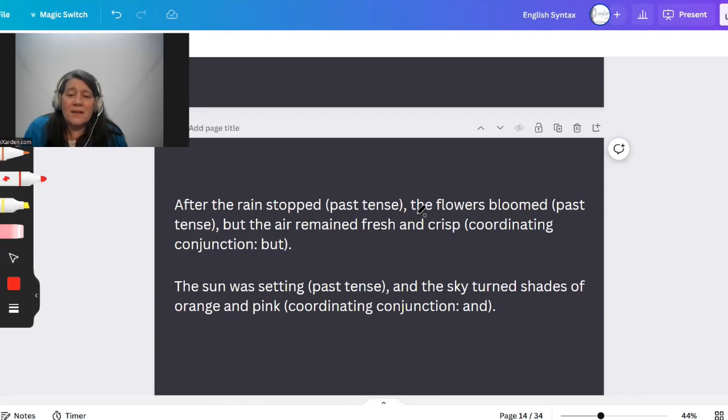The flowers bloomed and the air remained fresh and crisp. Those are our two sentences. We're connecting these sentences with the word but. And after the rain stopped is actually a time phrase. We could have said, the flowers bloomed after the rain stopped, but the air remained fresh and crisp. Okay?